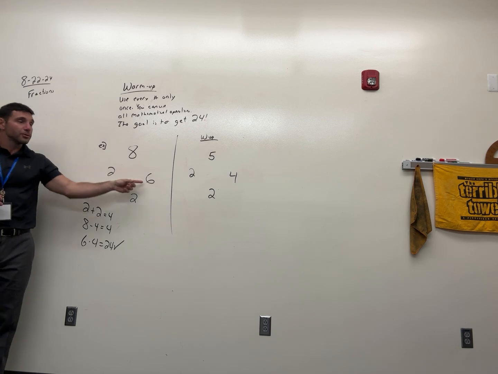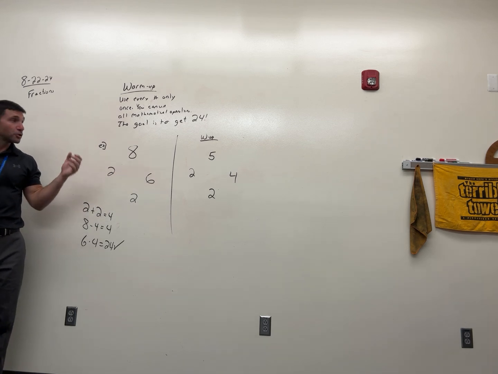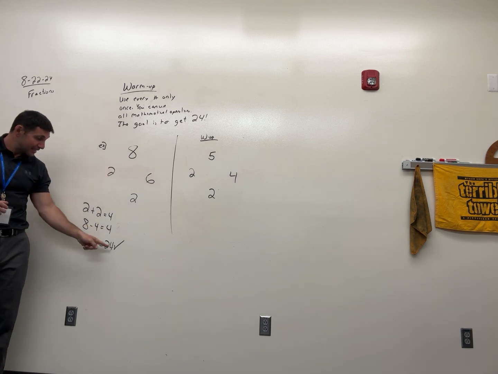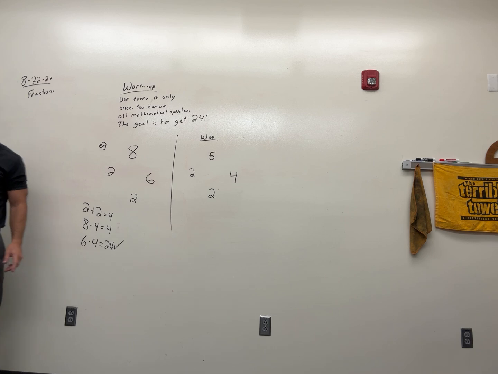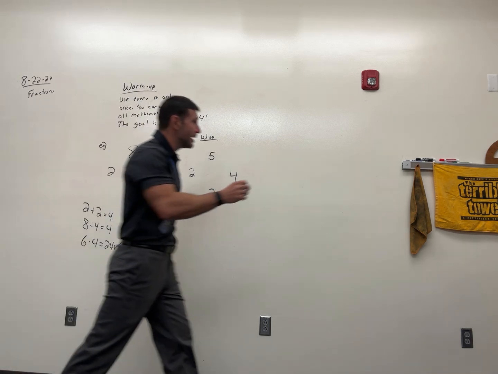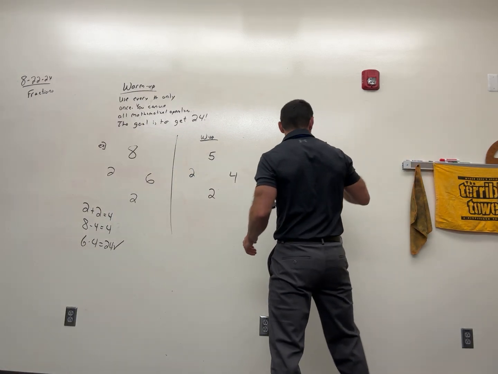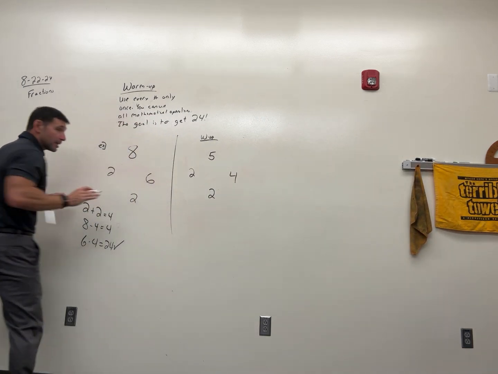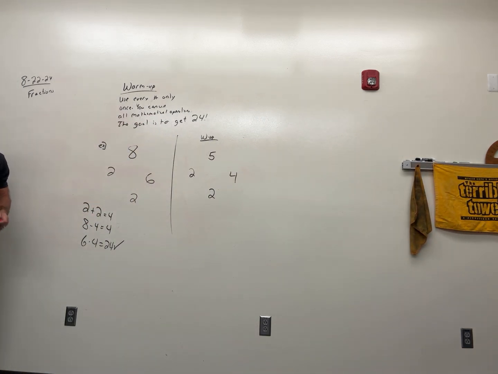You can only use each number once, but you can use addition, subtraction, multiplication, and division to get those four numbers to equal 24. Okay? So now, where's my marker? There it is. Yay! So, watch what we do here. I'll do a different color. Let's go red. So in this one, I solved this one as an example. So watch what I'm going to do.